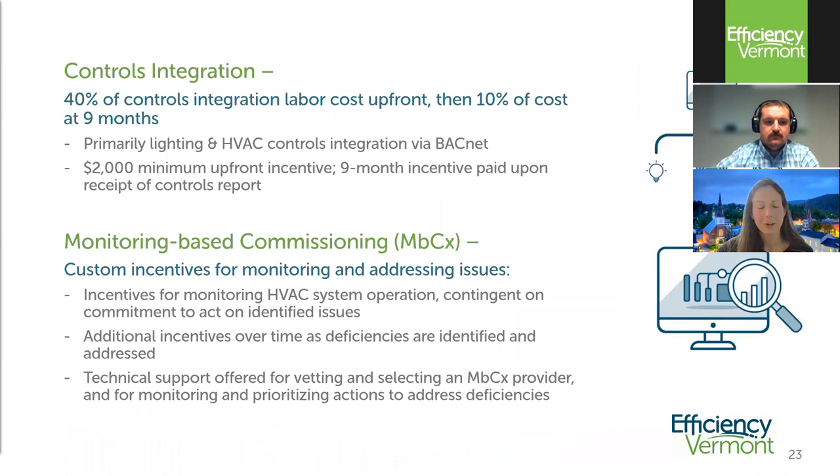Lastly, we have our more advanced project offers. Controls integration is what Nick talked about during his DDC introduction, where you could integrate your lighting control system or security system, but typically lighting control system with your HVAC control system, and allow you to leverage each system's infrastructure and optimize energy use. Efficiency Vermont can cover 40% of the controls integration cost upfront, and then another 10% of that cost 9 months after implementation, once we've received a controls report.